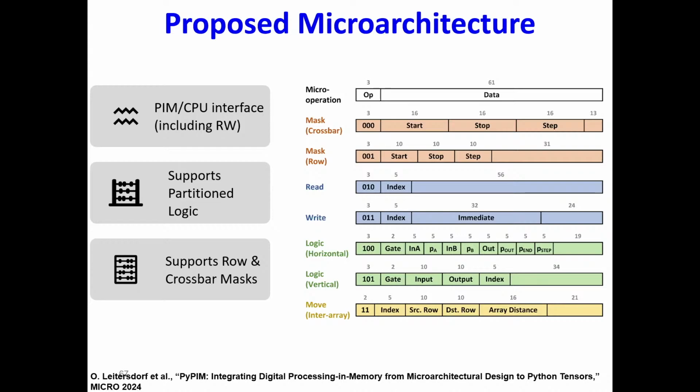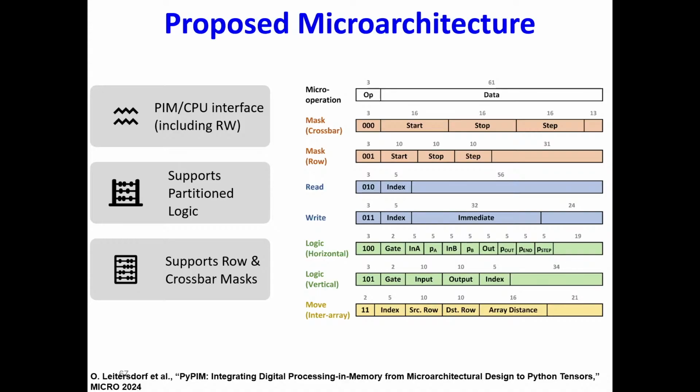We also support the conventional read and write operations of the memory. We support logic operations, either horizontal or vertical. For horizontal, it means that we also support partitions. So we can select the different partitions, and if it's vertical, then it's among columns, so you don't have partitions. And we also support move operations, so we can move between arrays. If we want to do it within the same array, then it's logical operations. So think about, for example, performing 2 NOTs in order to move data within the array.